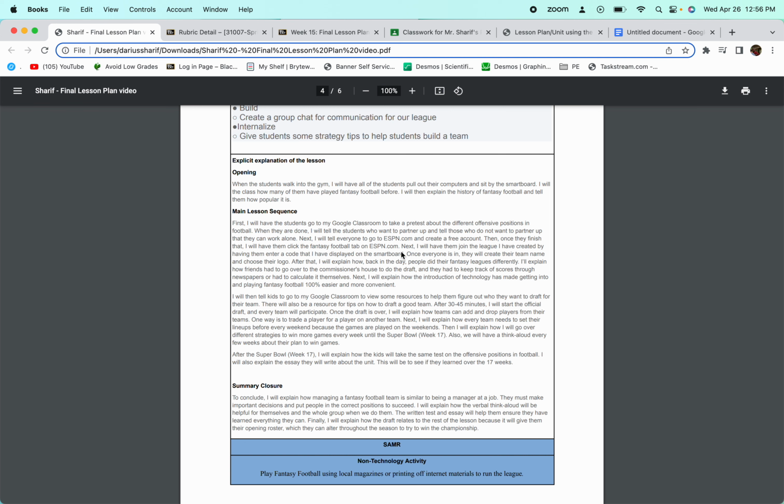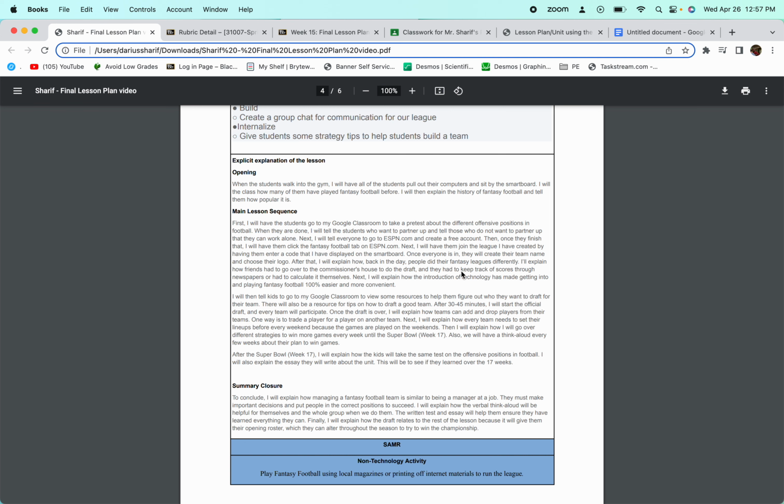And in there, I mention how back in the day people did their fantasy football league differently, and I'll explain how like friends they would have to go to somebody's house for like the draft, because like there's no internet back then, or they didn't use the internet, so they have to go in person to be able to draft their teams. And I explained how using technology has streamlined the whole process and made everything related to fantasy football easier. Basically, the internet made fantasy football easier.